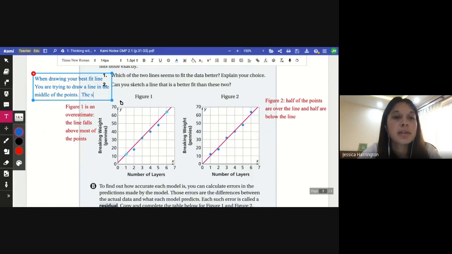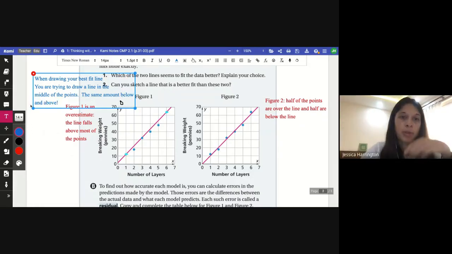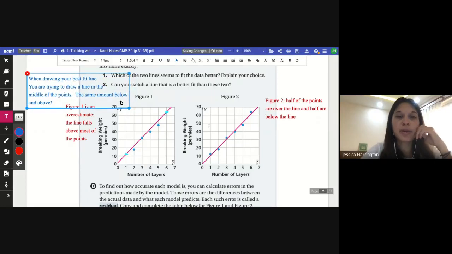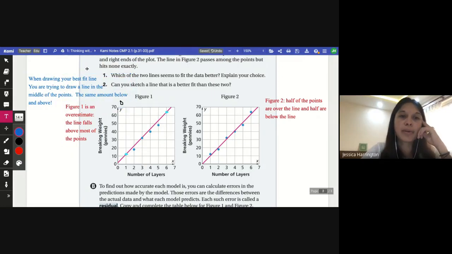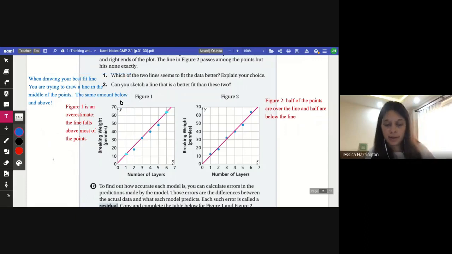The same amount below and above, right? So you're trying to draw a line that when it splits the points down the middle, half of them are above the line and half are below. So get that in your notebook, right? Pause it if you need more time. We're going to do some more examples.